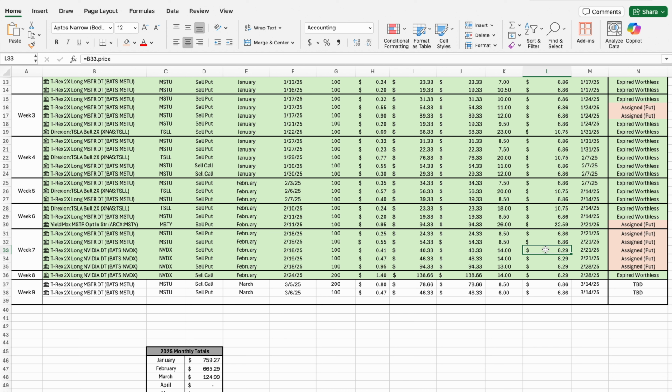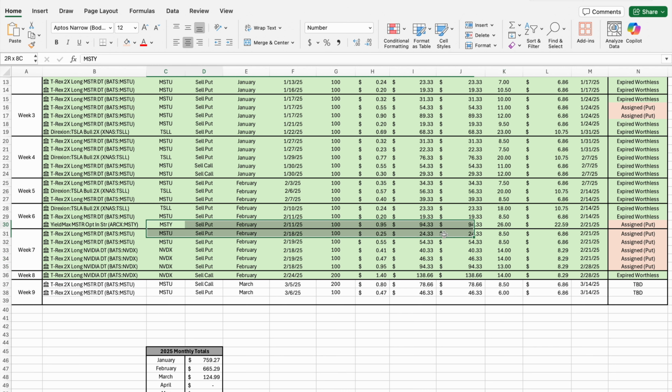And NVDX hasn't quite gotten high enough yet, hasn't recovered enough to make it worth it for me to sell calls at these strike prices. I have to wait for NVDX to get a little closer to my strike prices where my put contracts got assigned, and then I can start selling calls and really harvest a nice premium.